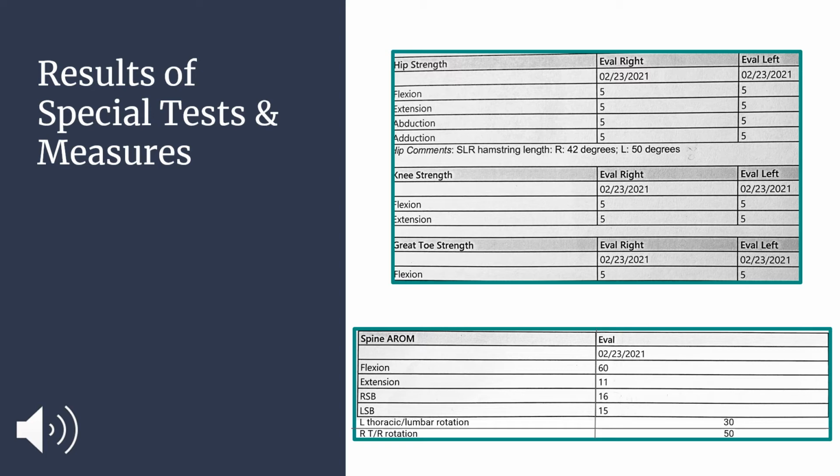So we started out with just some basic testing. Of course, we have some lower extremity strength testing listed there, and he was actually really, really strong. So there were no concerns in terms of lower extremity strength. However, we did have some active range of motion deficits, especially in left thoracolumbar rotation compared to the right. He did have pain with flexion and extension, as well as left rotation.